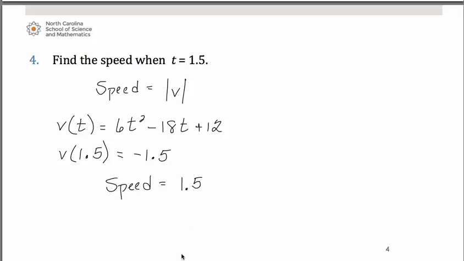The units of measure of speed, remember, if we did have units of measure, would be the same as that of the velocity.